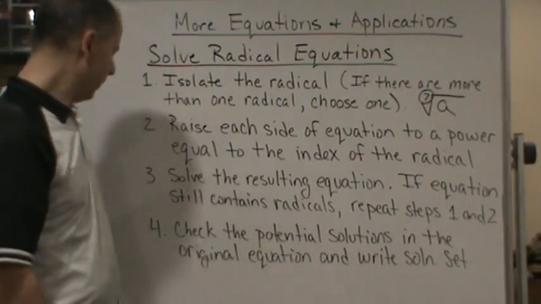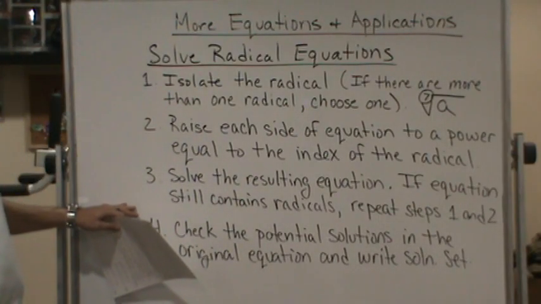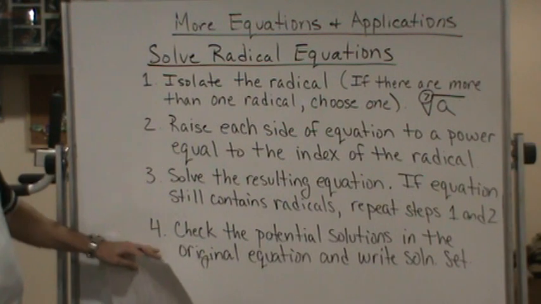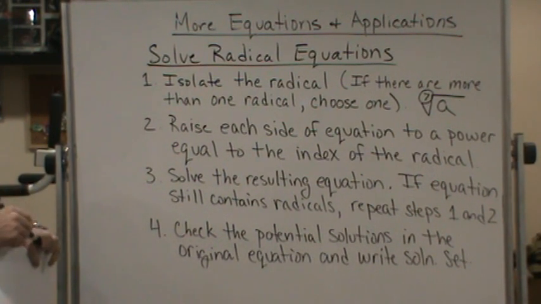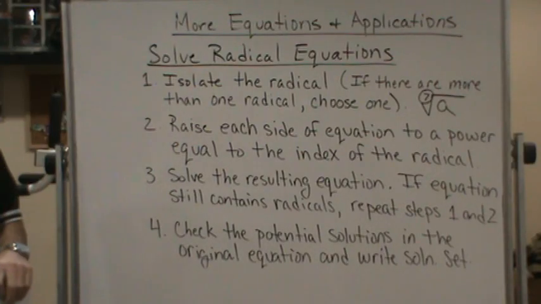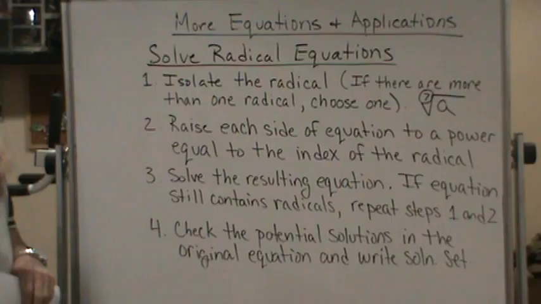Once you solve the final equation, you're going to check all of the potential solutions in the original equation, looking for any possible extraneous solutions, and then you write the solution set. Now we're going to do some examples of how to do that.